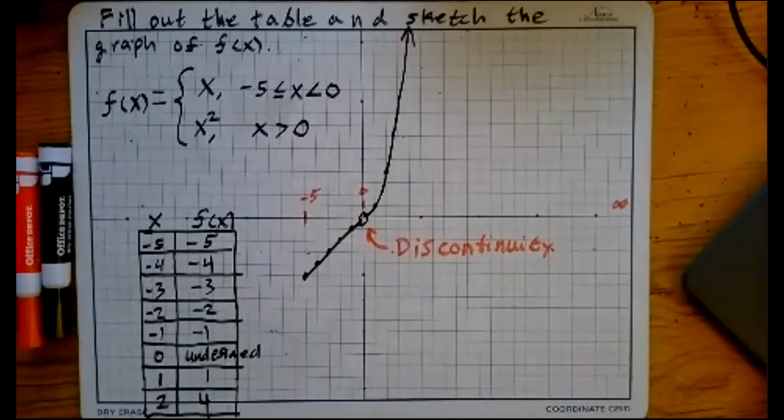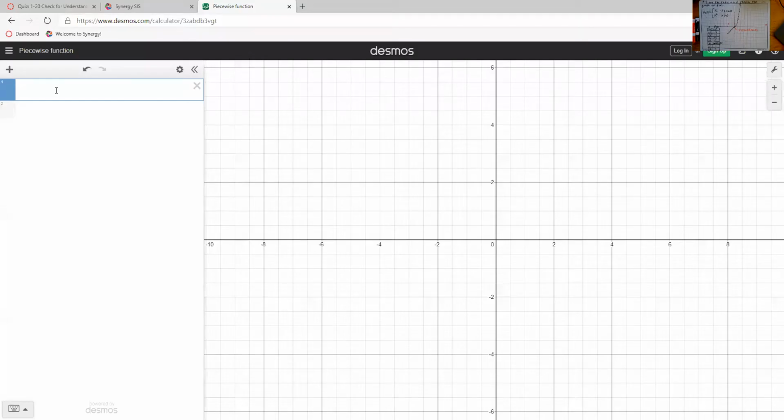Share screens. Desmos. All right. So Desmos doesn't exactly draw piecewise functions, but I can just make two sections of functions and give conditions to them, and we can see what the overall graph would look like.